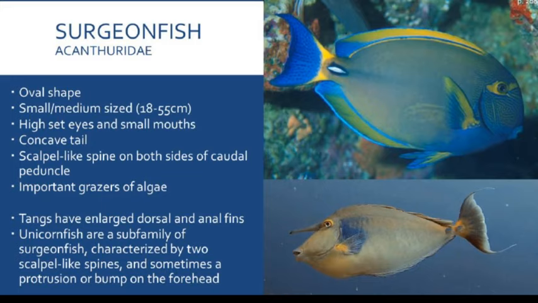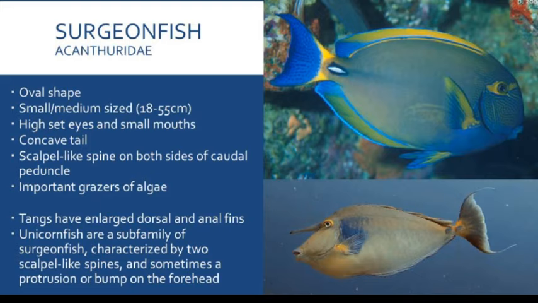Okay, so moving on to our surgeonfish. These are also called Acanthuridae. So surgeonfish are quite an oval-shaped fish. They're small to medium size. They don't get super big. They've got eyes that are quite high in their face, and the mouth is quite small.